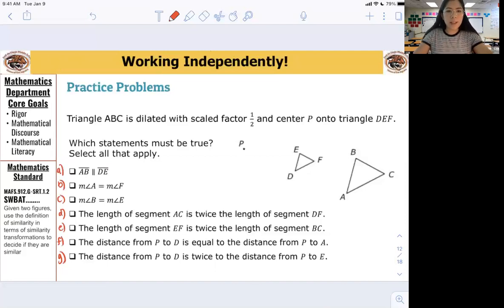Triangle ABC is dilated with a scale factor of 1/2 and center P onto triangle DEF. Which statement must be true? Select all that apply.